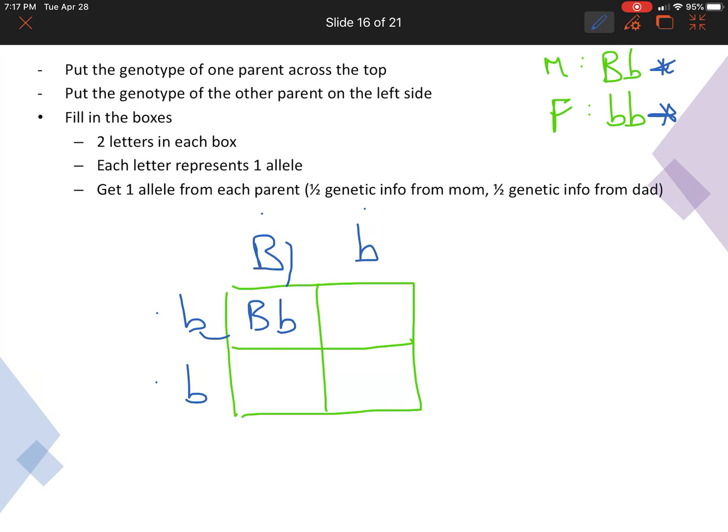It's the same thing here. So in this square, we've got from the mother the lowercase b, or the recessive allele, and from the father, also the recessive allele. Next, I'm going to look over in this square. Again, capital B from the mother, and from the father, lowercase, or recessive. And in the final box, I've got recessive, recessive. So now I have crossed them. We get 1 allele from each parent.